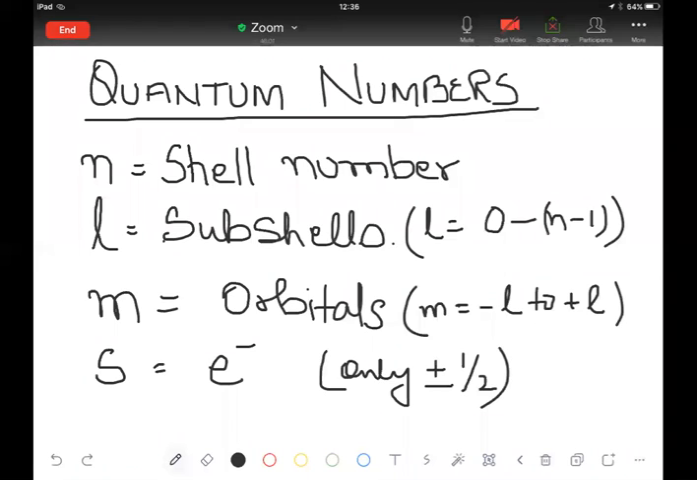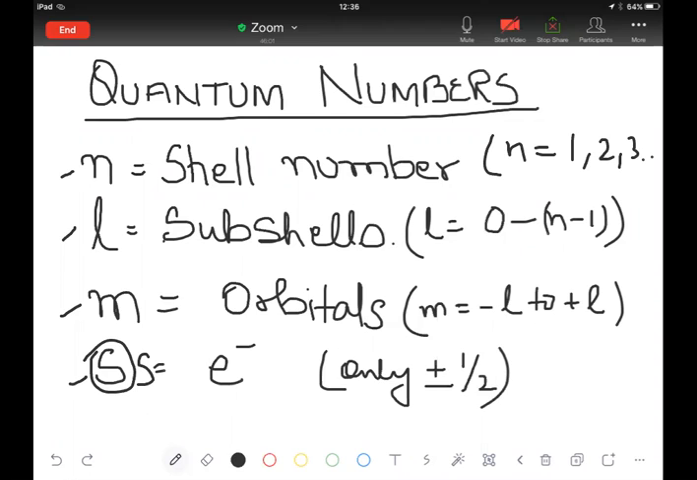Now, what are these quantum numbers? They are designated as small n, small l, small m, and small s. This looks like a capital S, but actually it should have been a small s. N stands for the shell number. N will have whole number values 1, 2, 3, and so on. N specifies the principal quantum number, also called the main quantum number, where it is telling you the shell number.